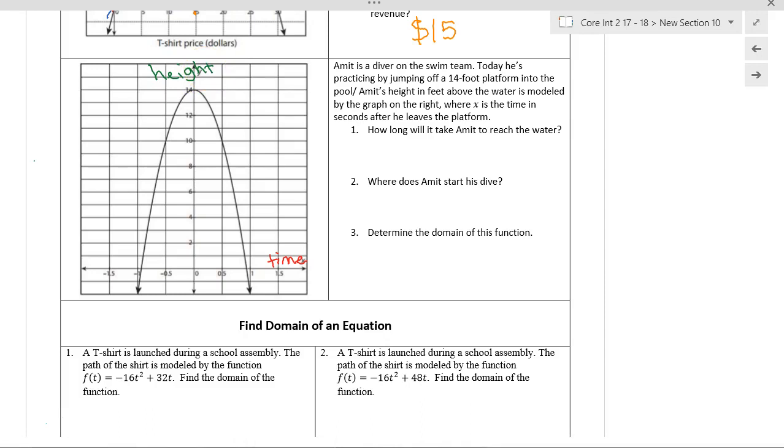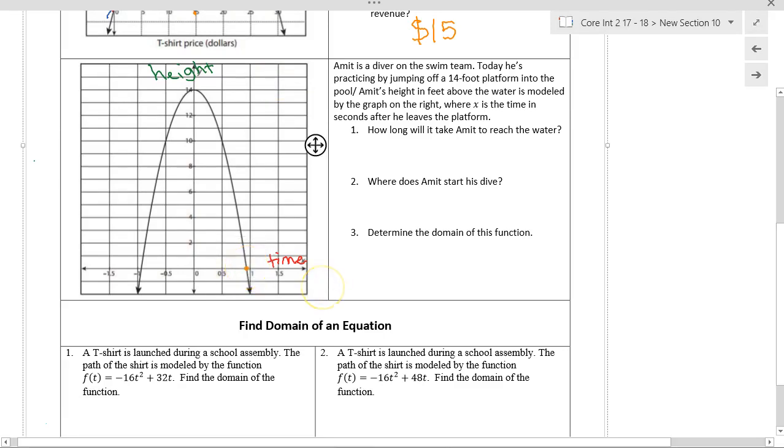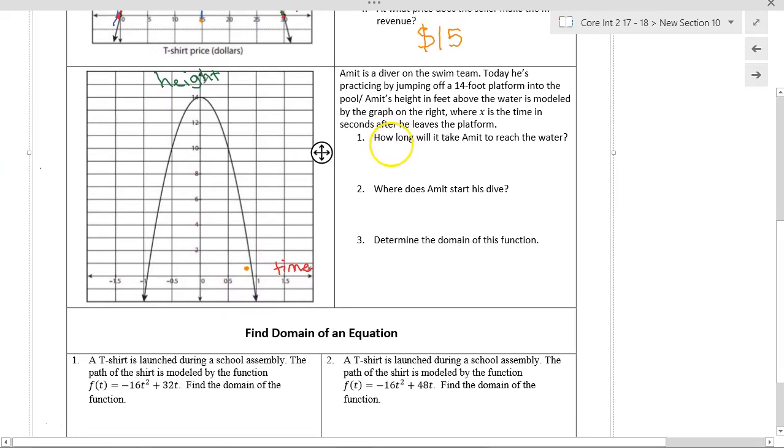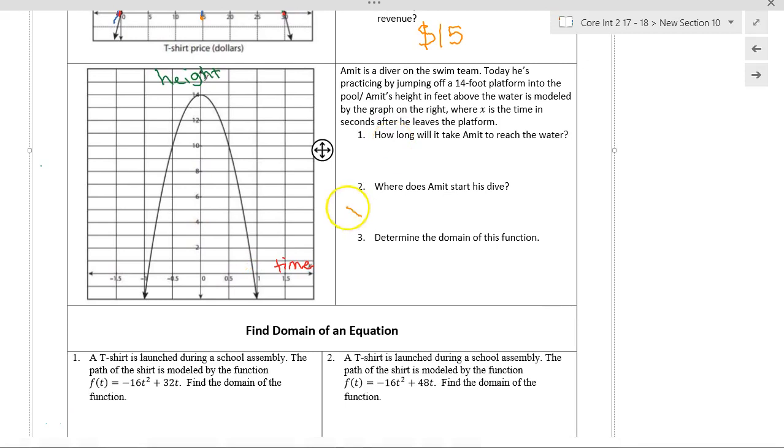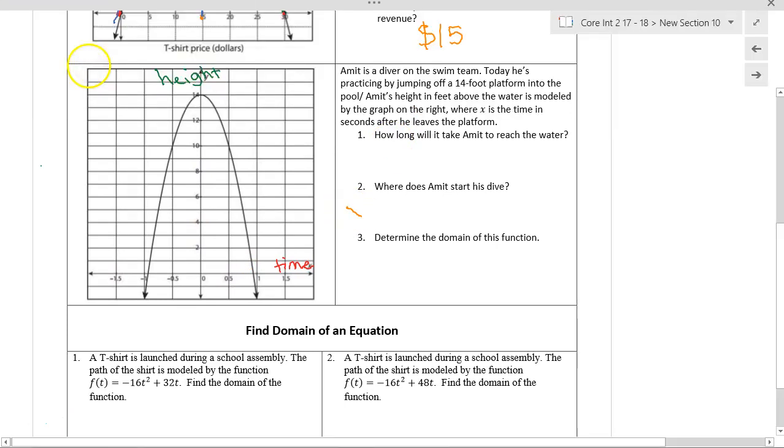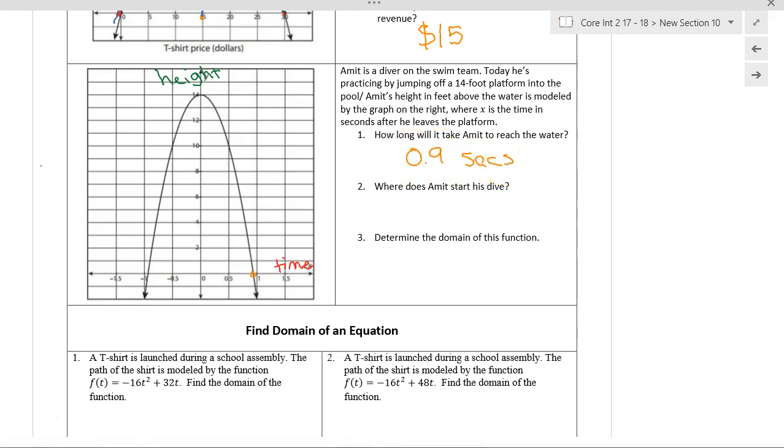How long will it take Amit to reach the water? Well, again, where do I start jumping versus where do I stop jumping? Okay. Well, I hit the water here. I'm going at like 0.9 seconds to reach the water.